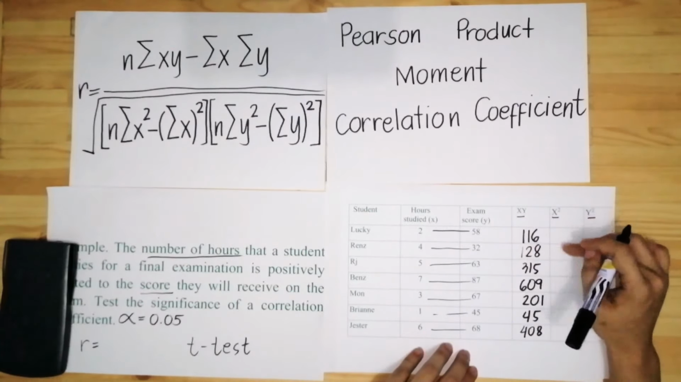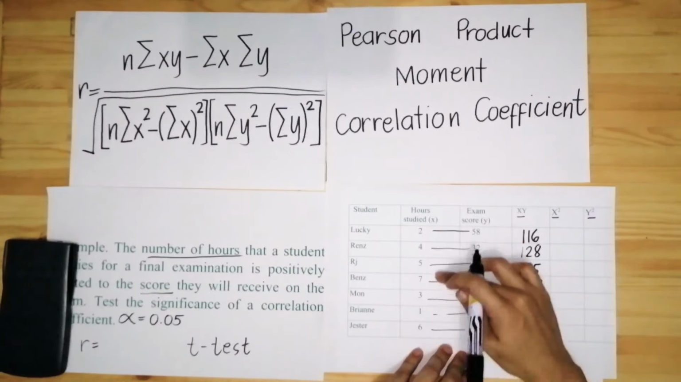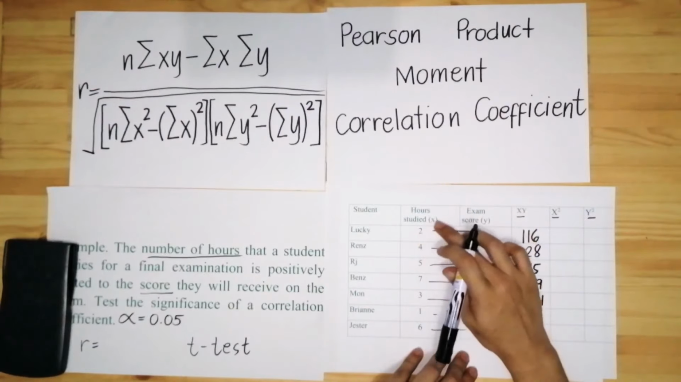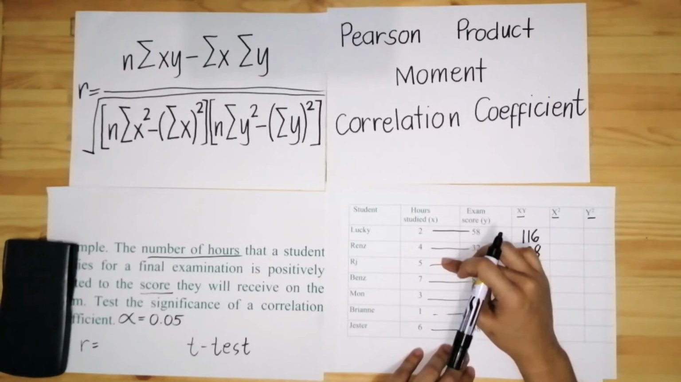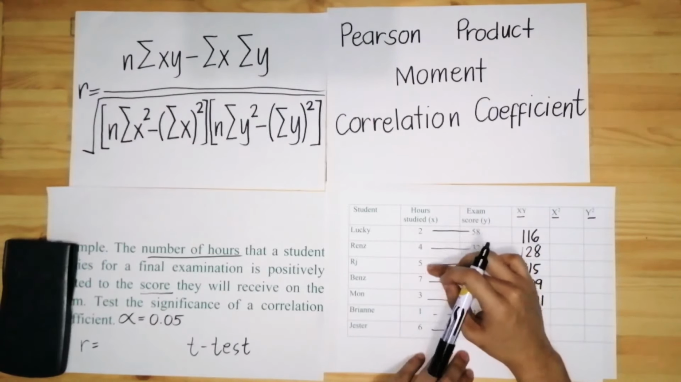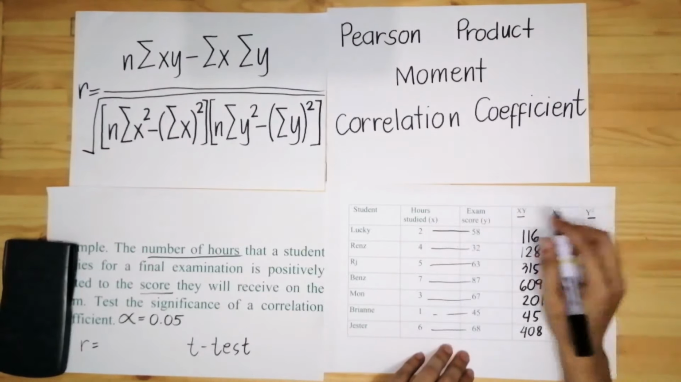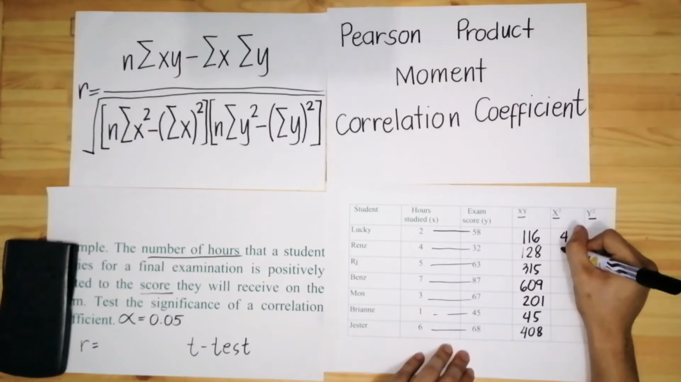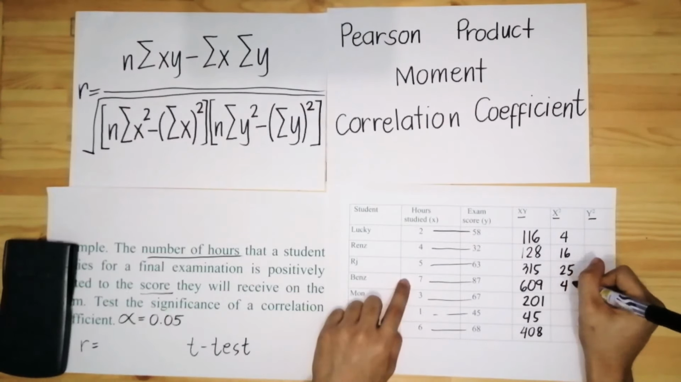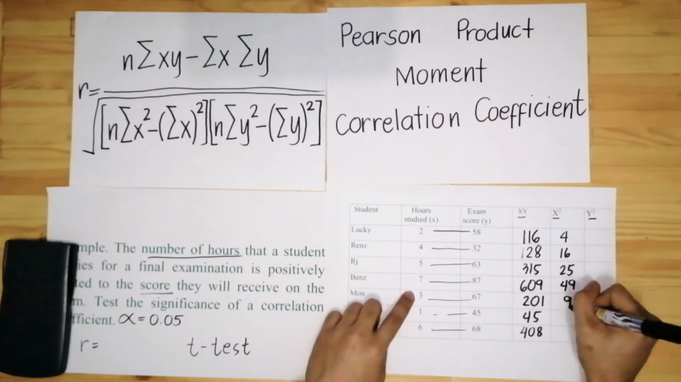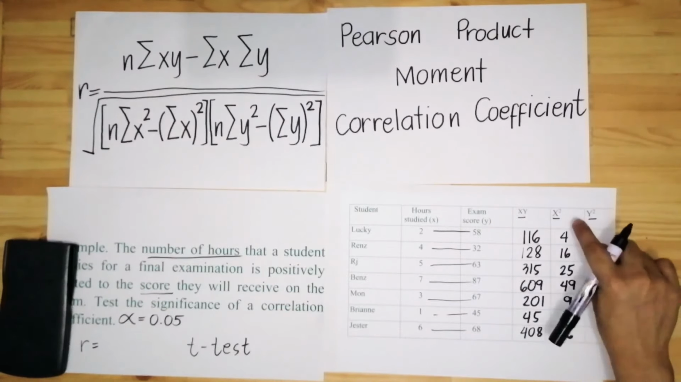We may now proceed with x squared. Yung x squared naman daw is you just have to raise the values here in x to 2. So gagawin yan 2 raised to 2, 4 raised to 2, 5 raised to 2, 7 raised to 2. It is also the same with 2 times 2, 4 times 4, 5 times 5, 7 times 7. You just have to multiply the number by itself. Okay, so ito 2 raised to 2 is 4, 16, 25, then 49, 9, 1, and 36. So those are the values that we got for our x squared.